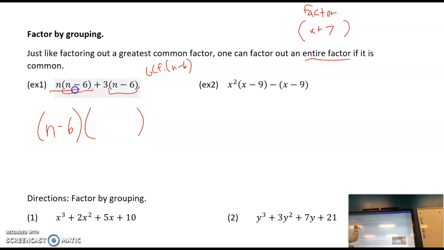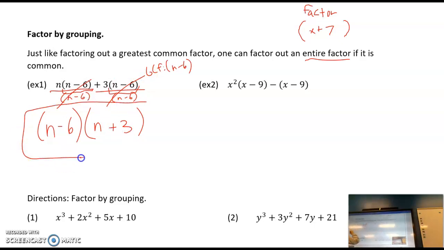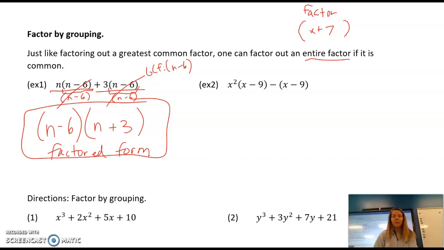So what happens when I factor out an n minus 6 here? Well, it's gone and I'm left with n. And when I factor out an n minus 6 here, I'm left with just a plus 3. And so this is called factored form as well. The quantity of n minus 6 times n plus 3, which you've seen before, right? You've seen two binomials being multiplied. Okay, let's go over to number 2.